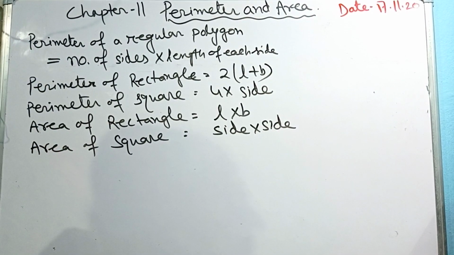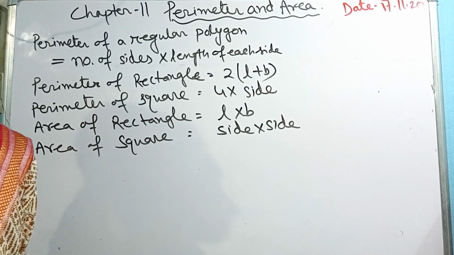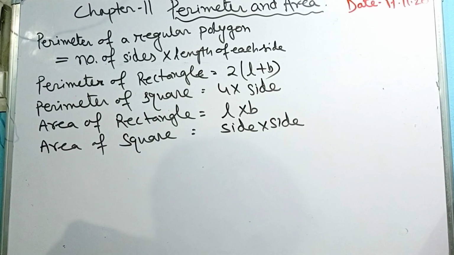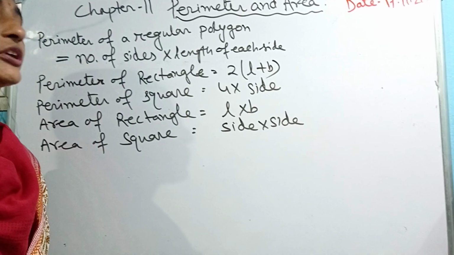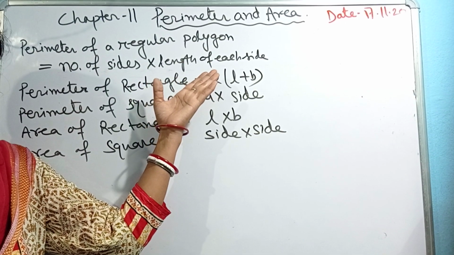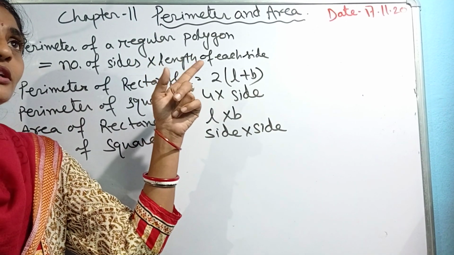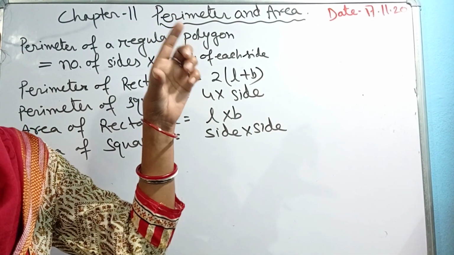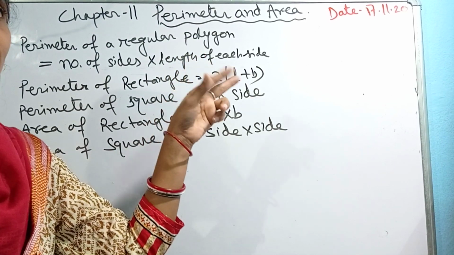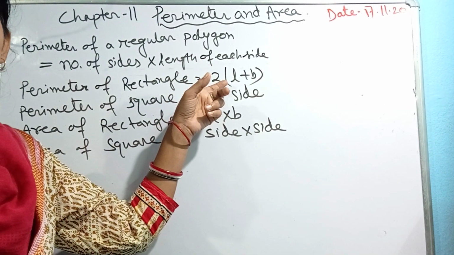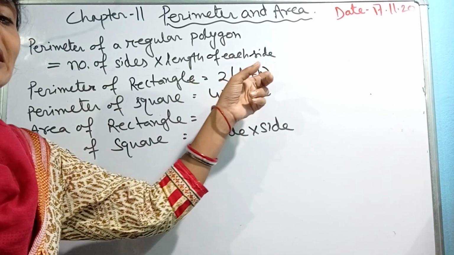So let's consider a rectangle. What will be the perimeter? You have already done this in class 6. The perimeter of a rectangle is equal to 2 into (length plus breadth). That means two lengths are of equal size, and two breadths are also equal. So in short we write it as 2 into (L plus B).